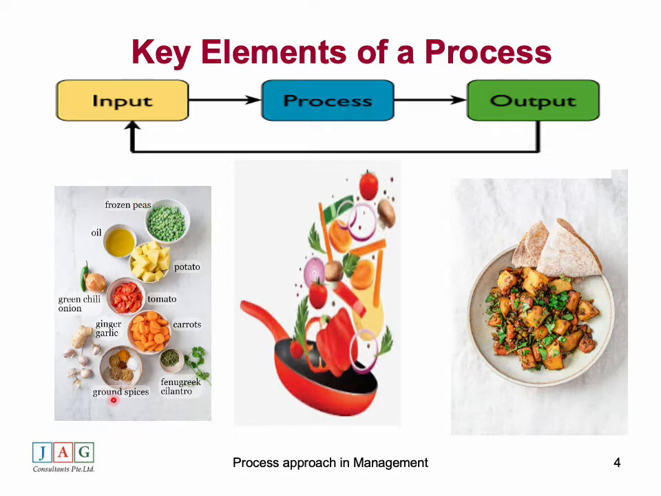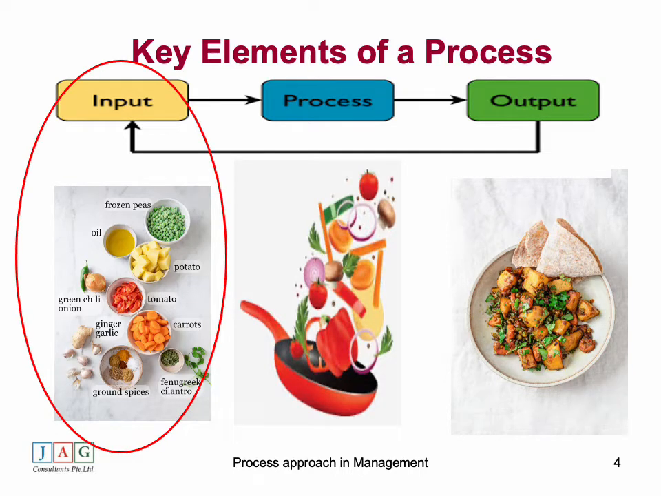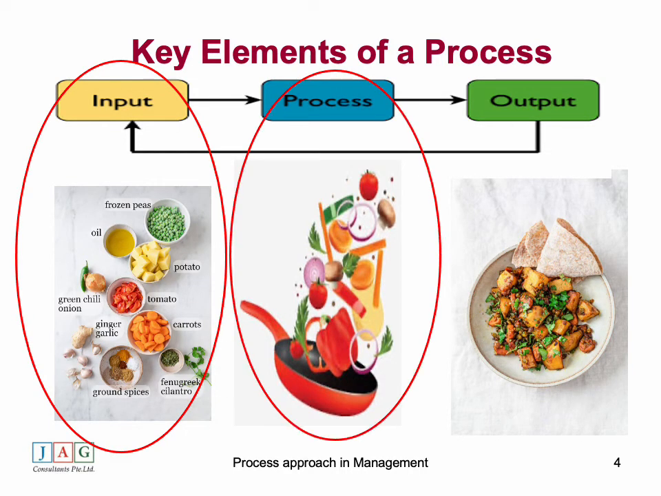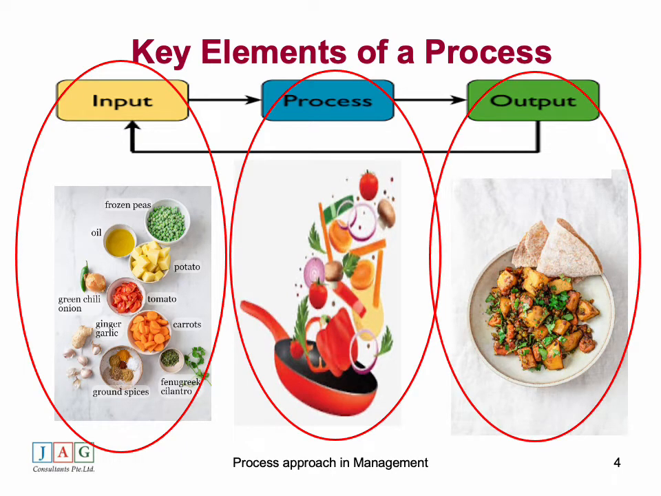So your inputs are defined. You know what exactly you require before you start preparing the dish. So you line these up all together, and then you go about preparing. That's the process, and the output is what comes out at the end: the dish ready to eat. So you have the input in any process, you have the process itself of carrying out the task, and then you have the output, right?